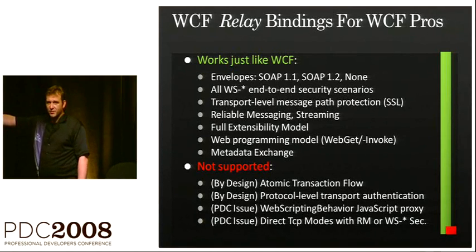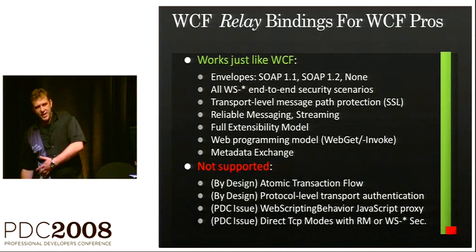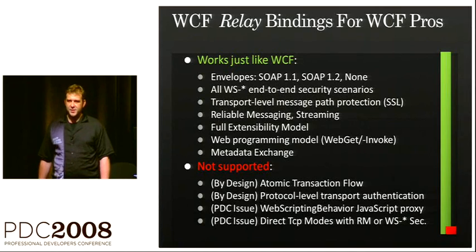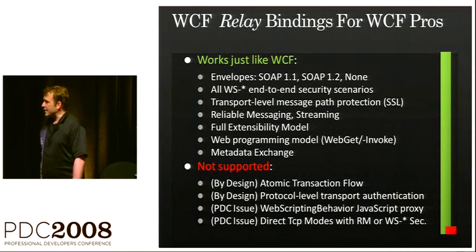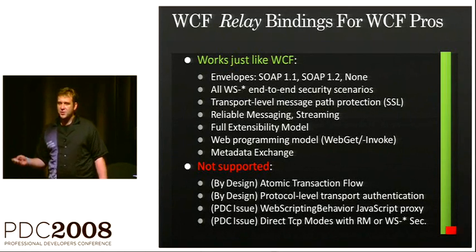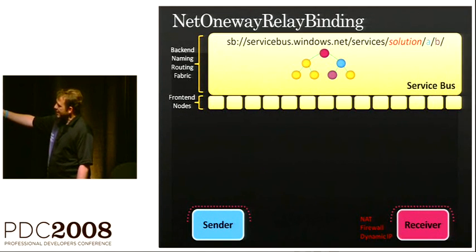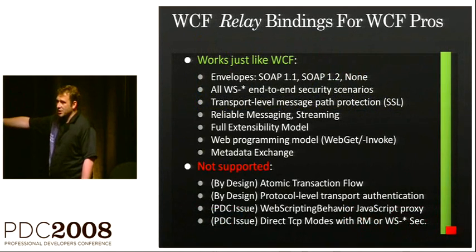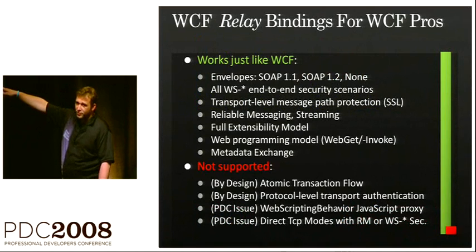The web scripting behavior, AJAX, the JavaScript proxy, doesn't work. There's a bug in WCF that basically always assumes that it's plain HTTP, and that's something we can't work around. So in one of the next milestones, we either have to have WCF fix it, or we need to go and steal the code. And then with the direct TCP modes that I'm going to talk about, there are some constraints with RM and WS-* security. I'm going to explain why that's so. So the bar on the side of this shall say the unsupported things are really few. The supported things are quite a bit.